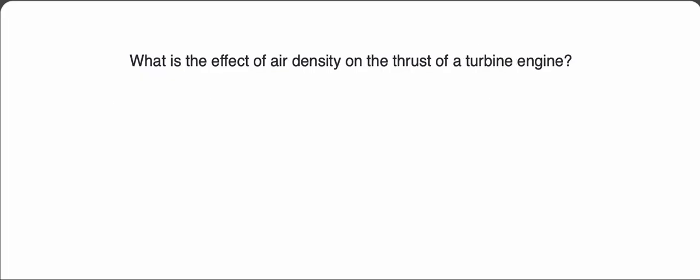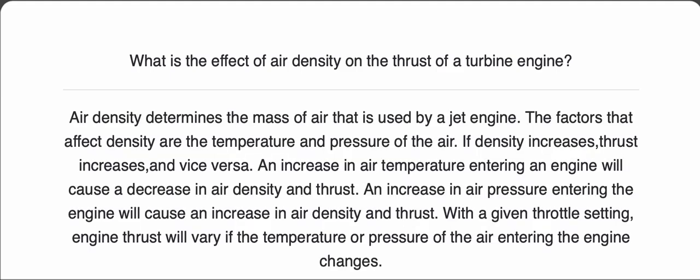What is the effect of air density on the thrust of a turbine engine? Air density determines the mass of air that is used by a jet engine. The factors that affect density are the temperature and pressure of the air. If density increases, thrust increases, and vice versa. An increase in air temperature entering an engine will cause a decrease in air density and thrust. An increase in air pressure entering the engine will cause an increase in air density and thrust. With a given throttle setting, engine thrust will vary if the temperature or pressure of the air entering the engine changes.